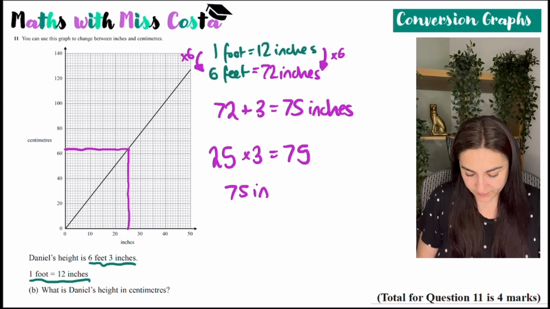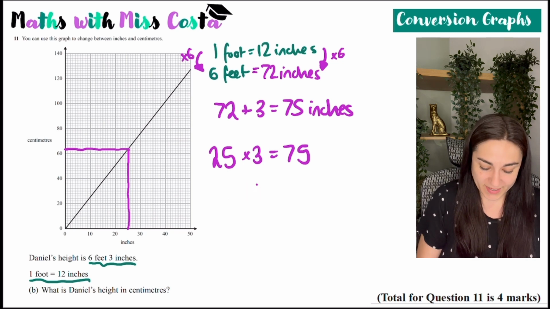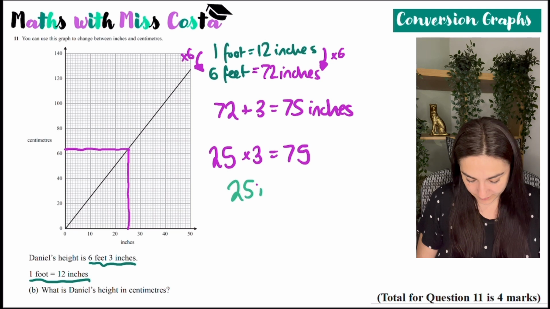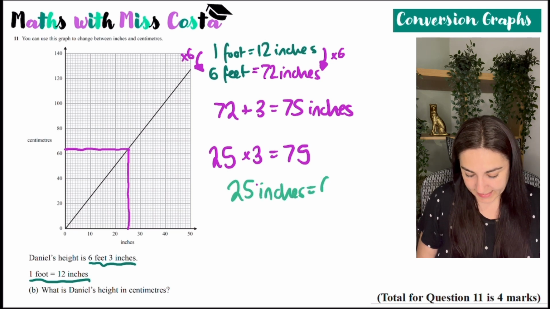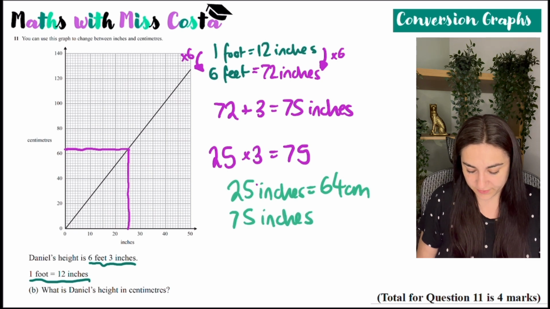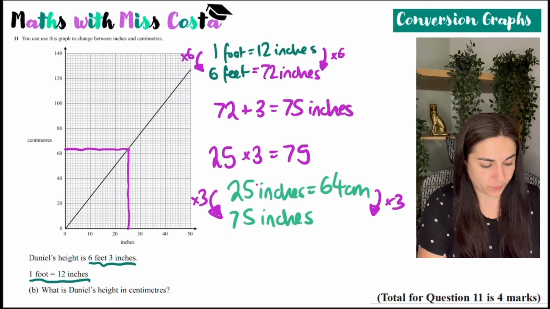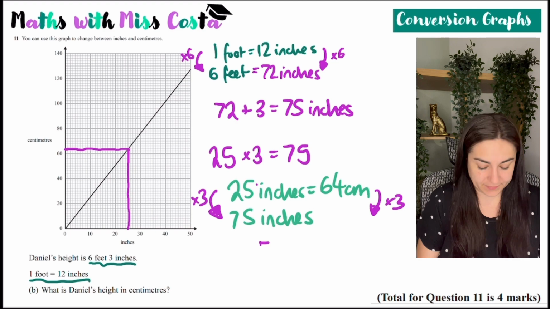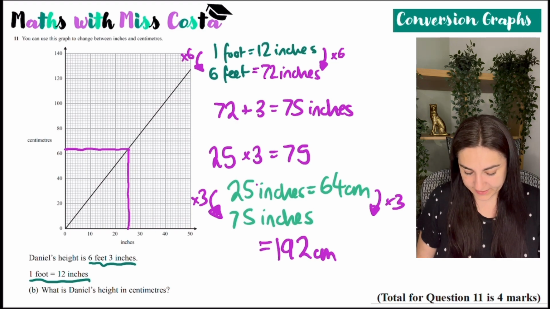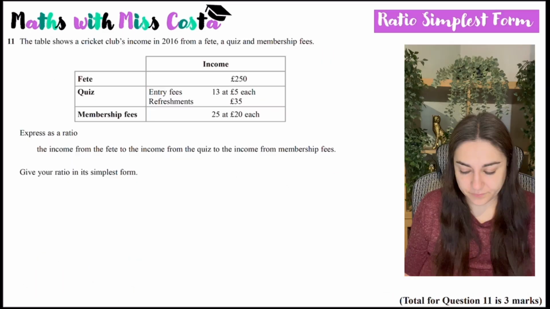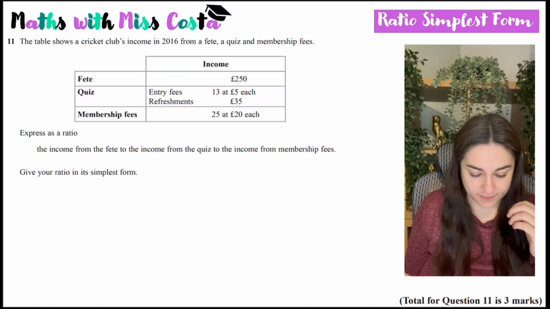So 25 inches is 64 centimetres. So therefore 75 inches, what do I multiply 25 by to get to 75? I times it by 3, so I'd have to times this by 3 as well. And 64 times by 3 gives me 192 centimetres.